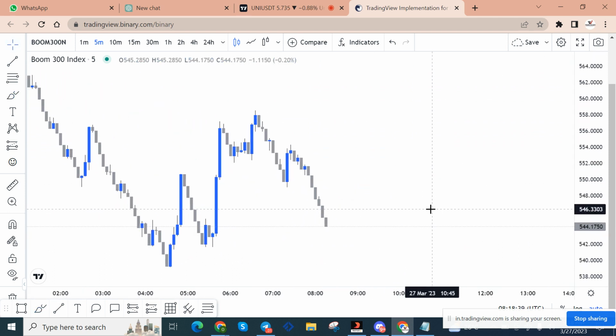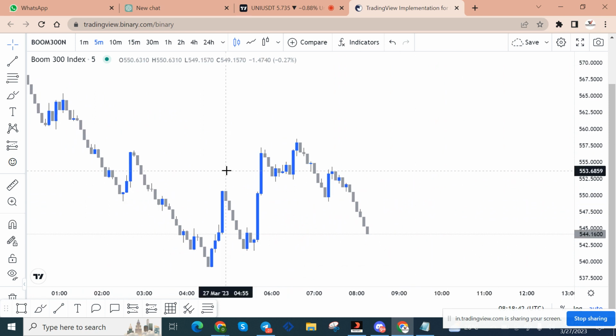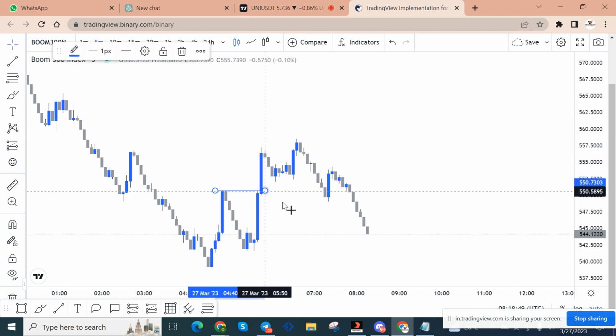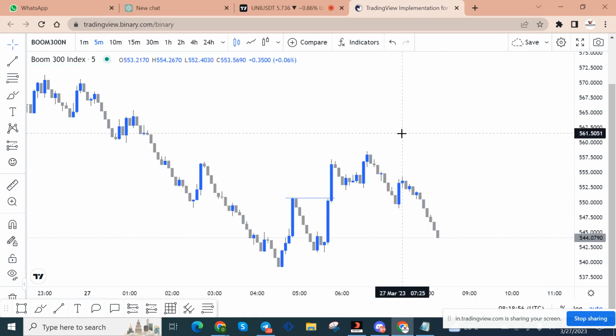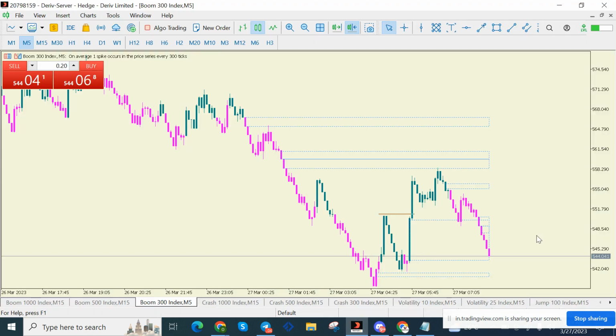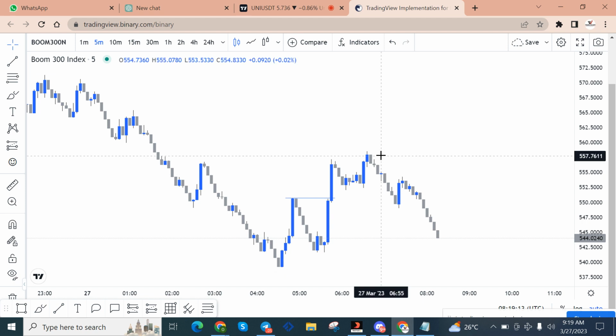Okay, and so we need to mark our structure. All right. So we are working with what we are currently seeing. Forget about past data. So this, and now the next thing we are looking at is what? Watch out for fair value gap. I really do not have time to be going into what a fair value gap is right now. But if you look at my chart here, you can see I already have a fair value gap. It's the space in between two wicks, right? It is simply the space in between two wicks.